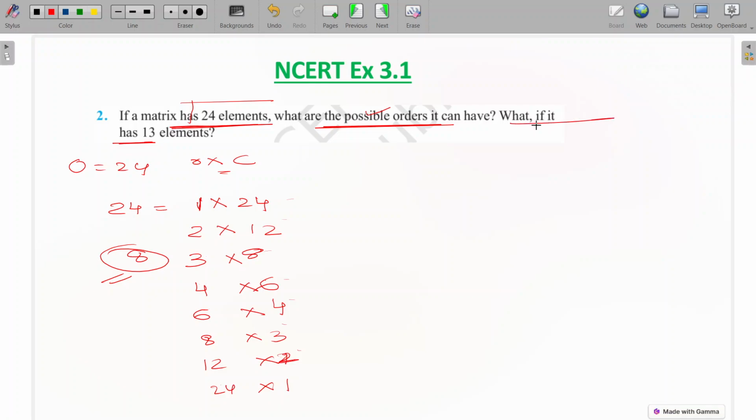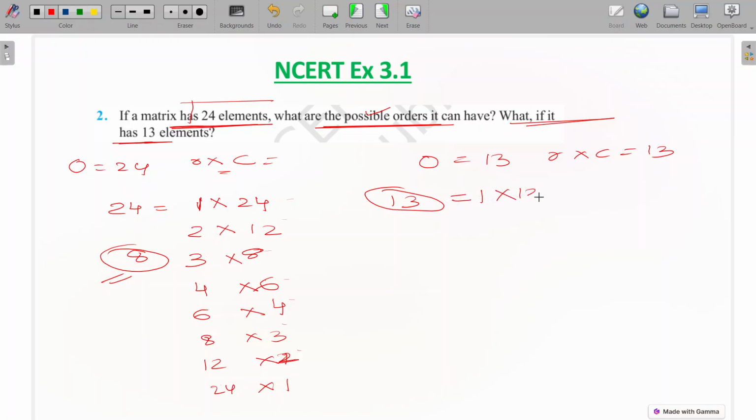Again, it is asking what if the number of elements is 13. So here the order is 13, so the number of rows into columns is 13. Let's factorize 13. Since 13 is a prime number, there are no factors, so only two possibilities can be there.